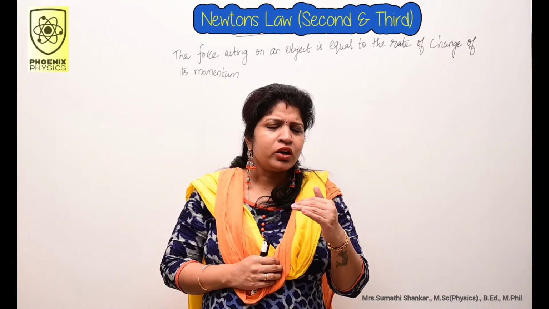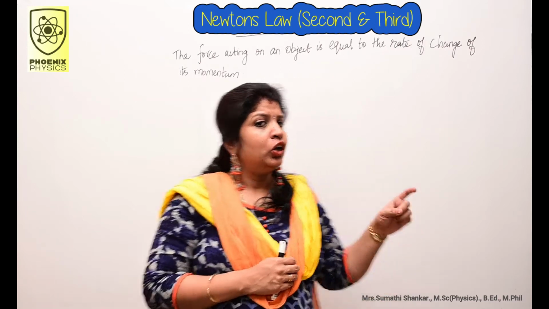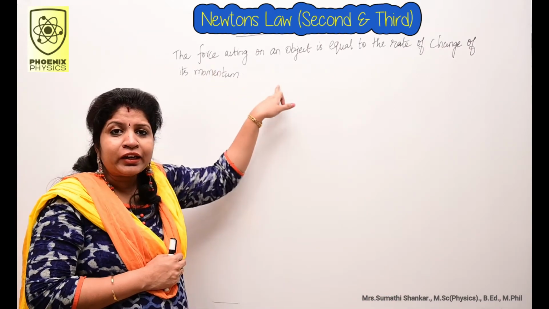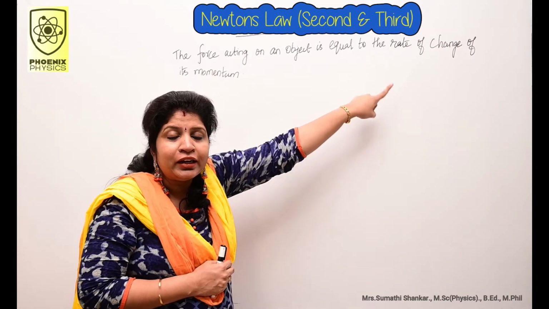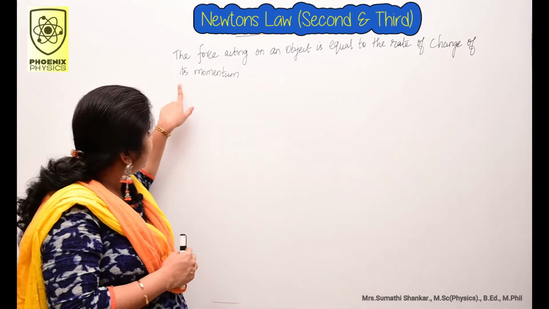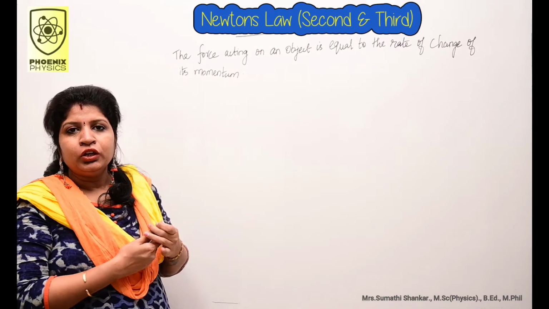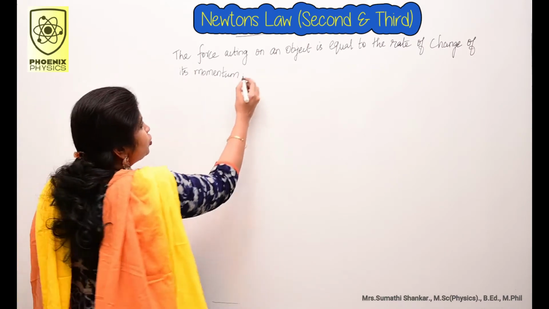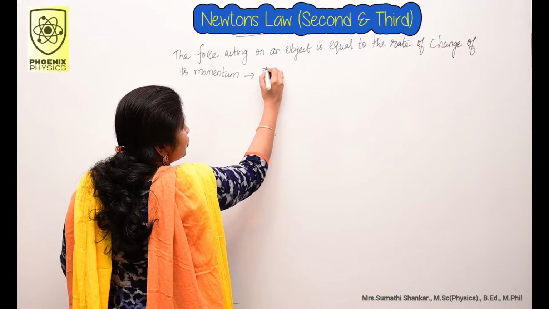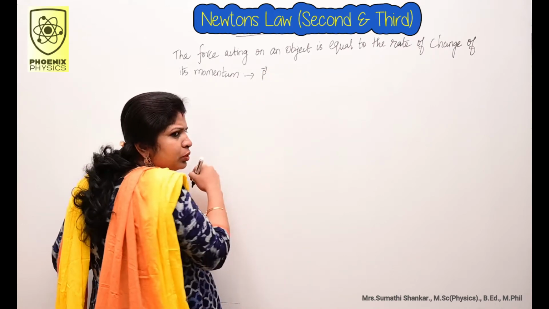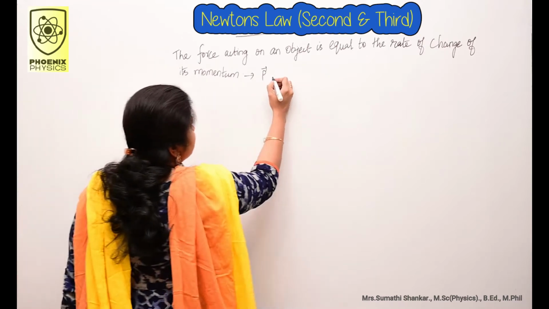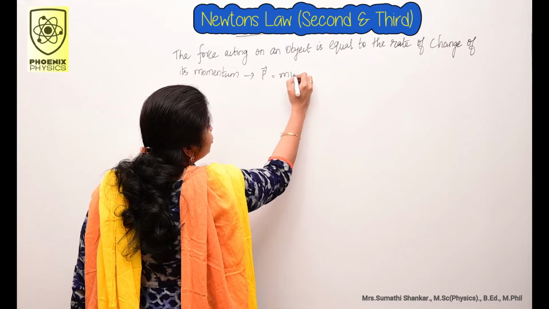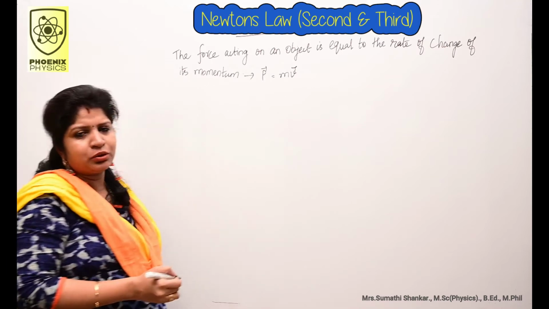So, what is Newton's second law? The force acting on an object is equal to the rate of change of its momentum. You know that the momentum is denoted by the letter P. It is a vector quantity. What is momentum? Momentum is nothing but mass into velocity. So the product of mass into velocity is nothing but momentum.